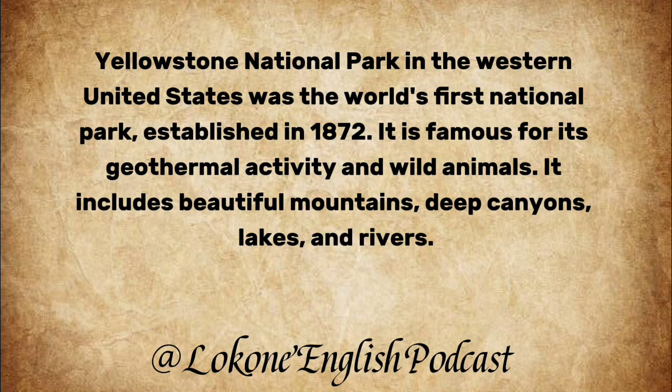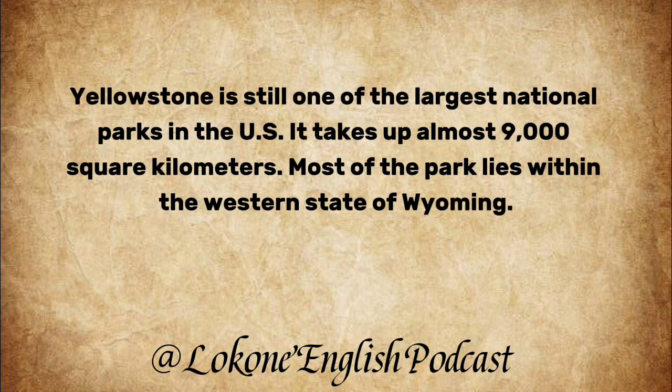Yellowstone National Park in the western United States was the world's first national park, established in 1872. It is famous for its geothermal activity and wild animals. It includes beautiful mountains, deep canyons, lakes, and rivers. Yellowstone is still one of the largest national parks in the U.S. It takes up almost 9,000 square kilometers. Most of the park lies within the western state of Wyoming.